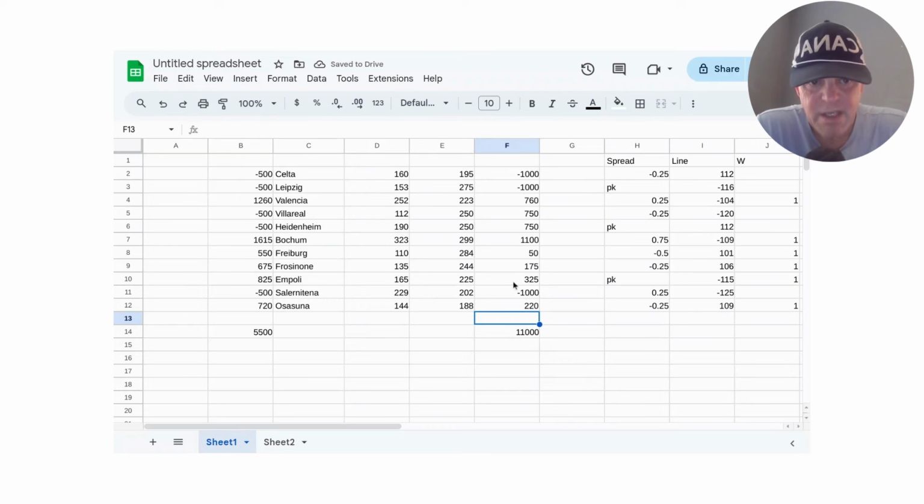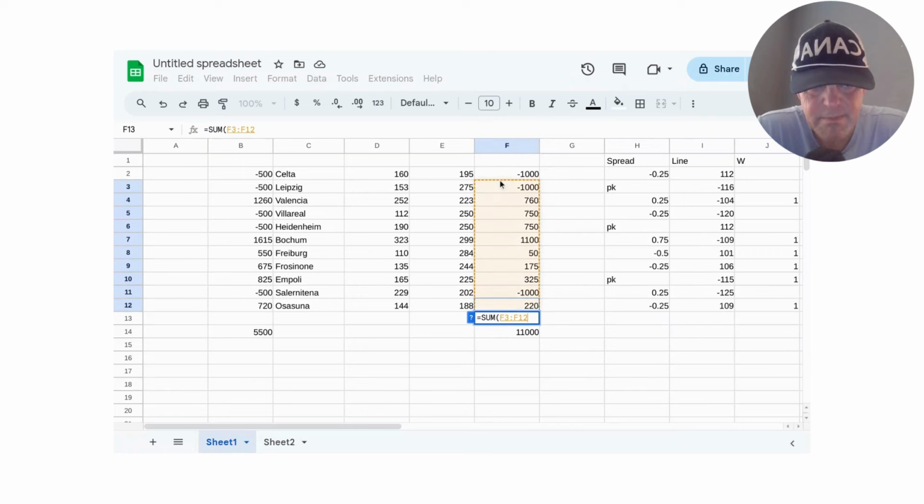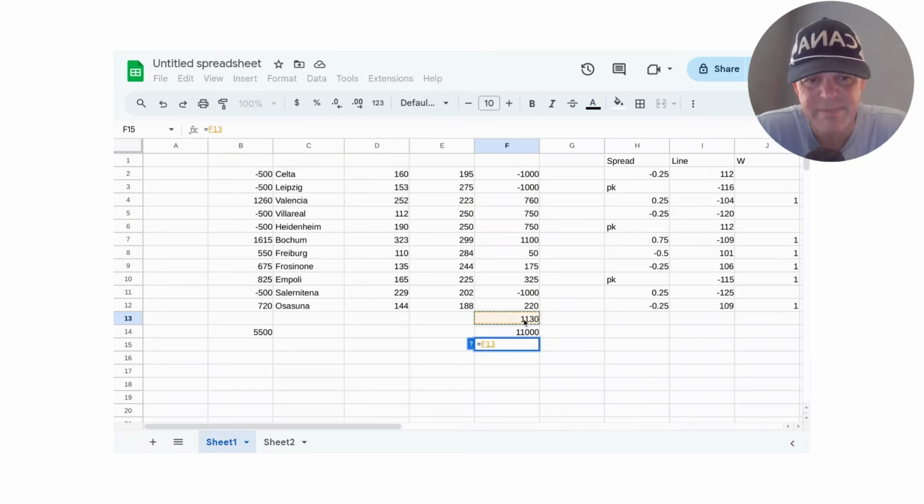Now, if you add up the results here, it would have been profitable. $1,130 would be the total amount made. The total amount risked would be $11,000. So again, how do we calculate the ROI? We take the amount that we made, divide that by the total amount that we risked, for a 10% ROI. Again, still good. This is basically what I've been doing since the beginning of the year.